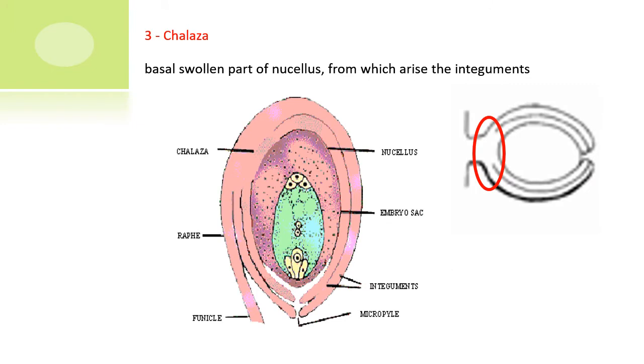Another part of the ovule is called the chalaza. It is the basal swollen part of the nucellus, from which the integuments, or protective coats surrounding the embryo, start to grow. As in the diagram, this is the chalaza and nucellus, the embryo, and the embryo coats, or protective coats, or the integuments. And here is the fusion of the ovule with the funicle forming the raphe, and the opening of the micropyle.